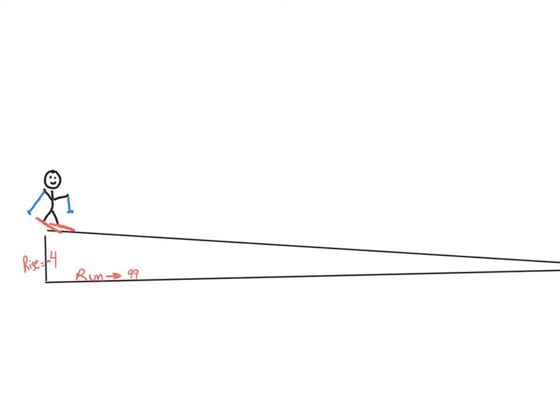So if you picked -4 over 99, that means that the rise is -4, you're going down only 4 feet as you run 99 feet. So if we all did this for our very first time, it would be nice. You just skied down this nice little slope. You're happy. But let's say you chose -99 over 4.